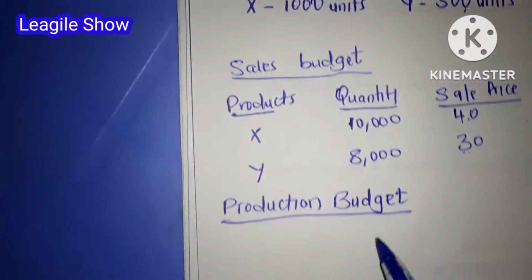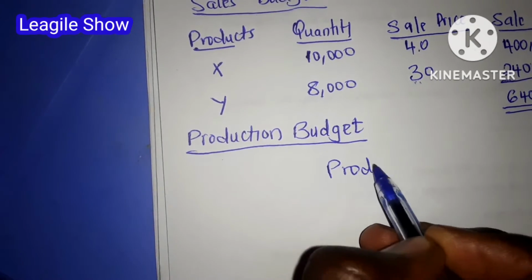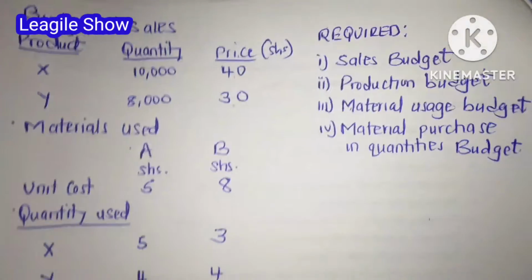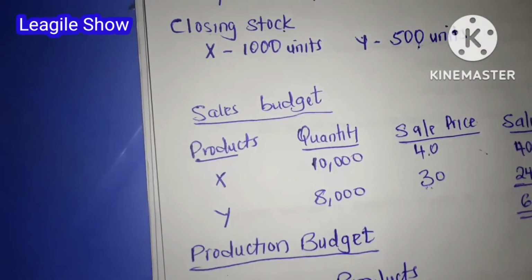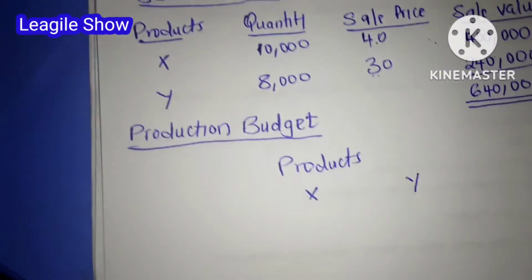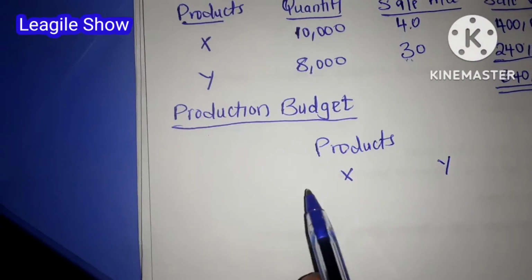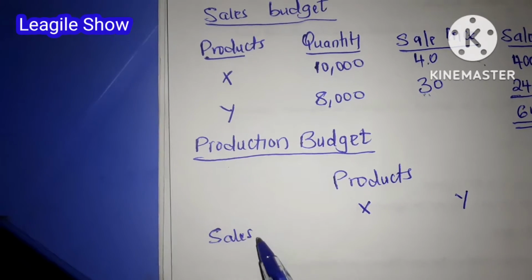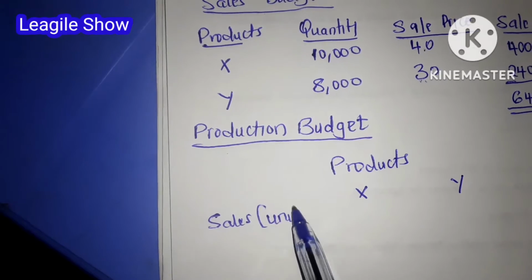Production budget starts where we are having two products. We are having two products from this question of ours, X and Y. So we'll indicate them there, X, then Y. Then we are going to have the next part, which is sales. But remember, these sales in production budget are in units.